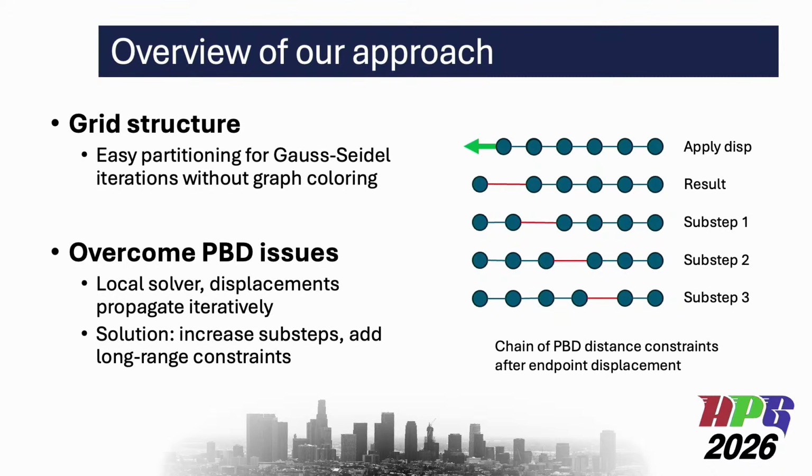An issue with PBD reported in the literature and observed in even the previous talk was slow convergence due to the local solver. In a chain of constraints like the one shown on the right, constraint violations tend to propagate through the system one sub-step at a time, which can make the system appear more flexible than desired. This can be overcome by increasing the number of sub-steps per frame or by adding constraints over larger neighborhoods.